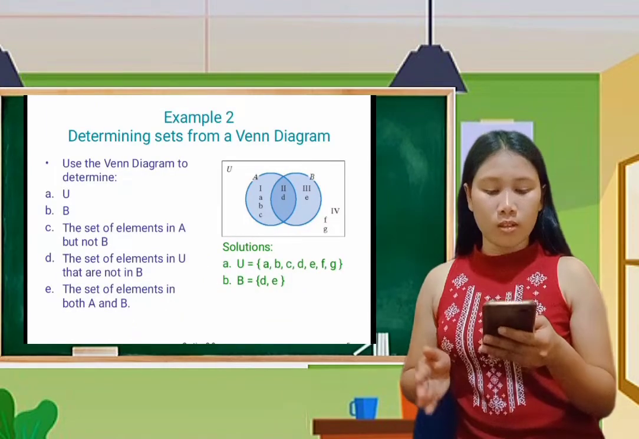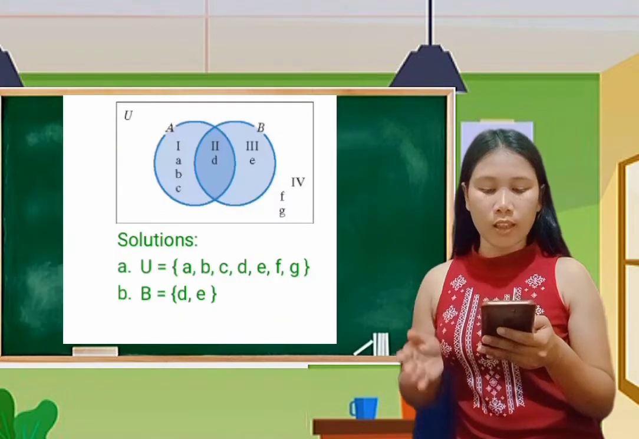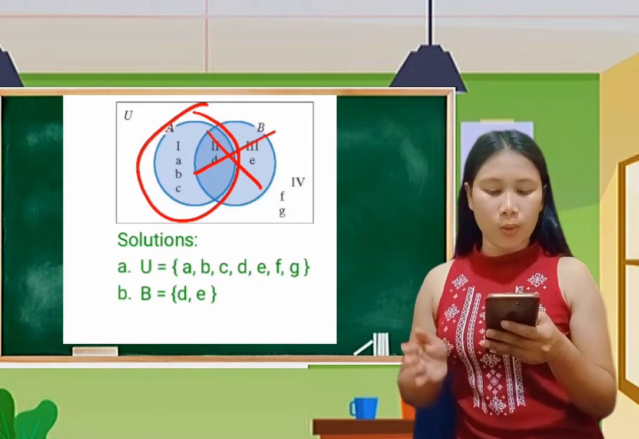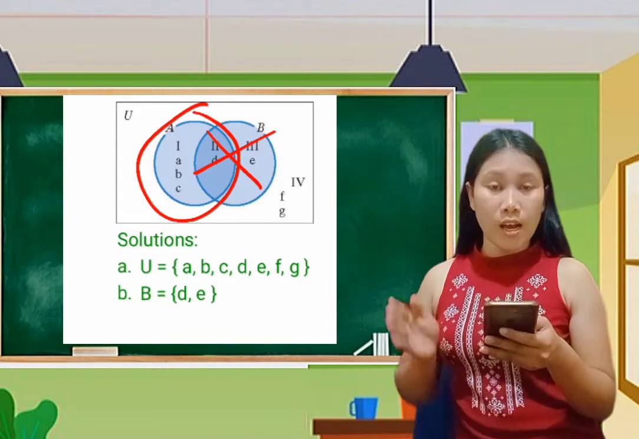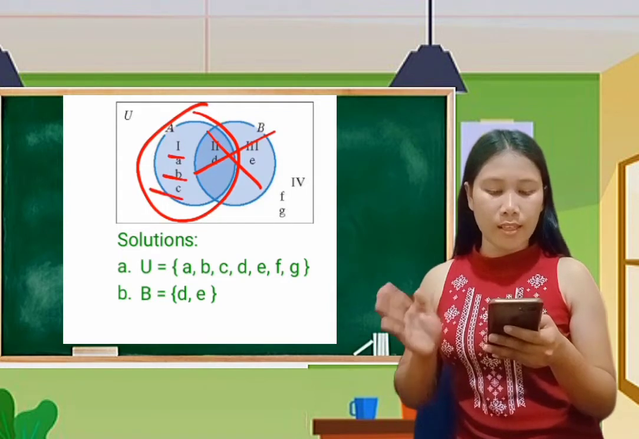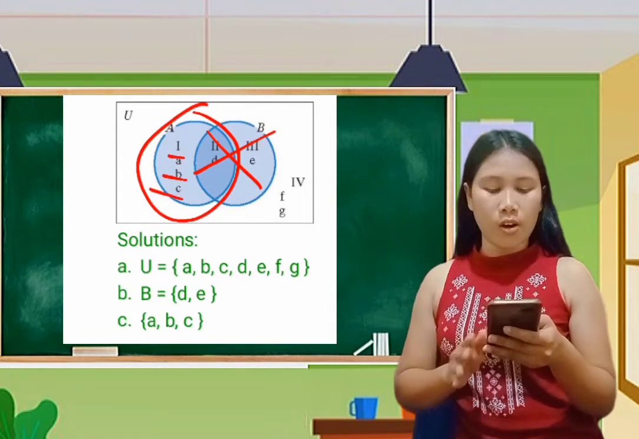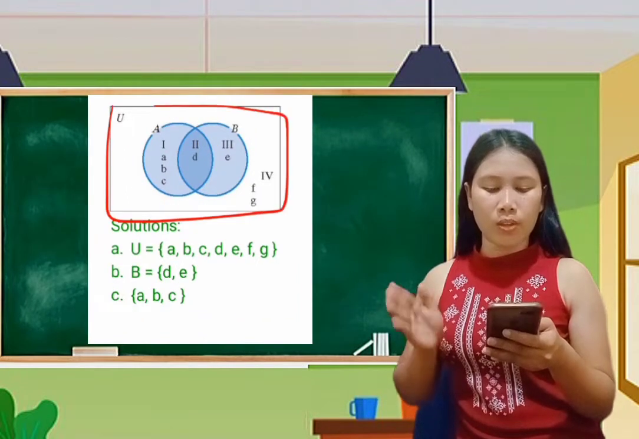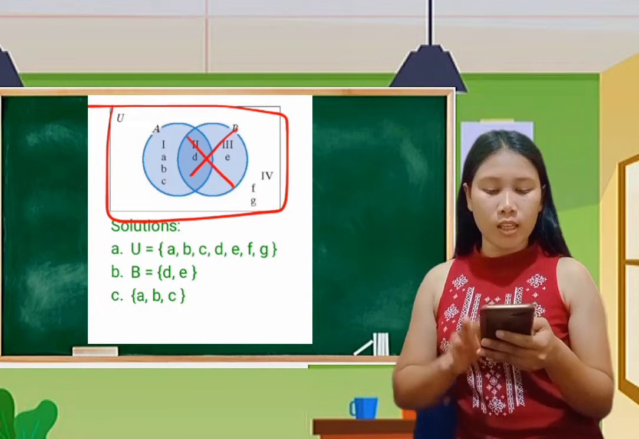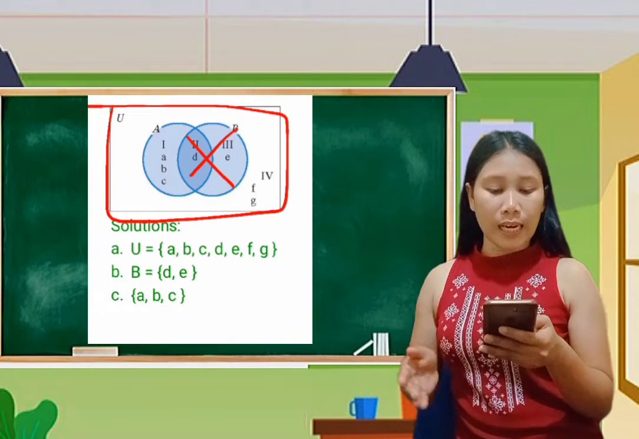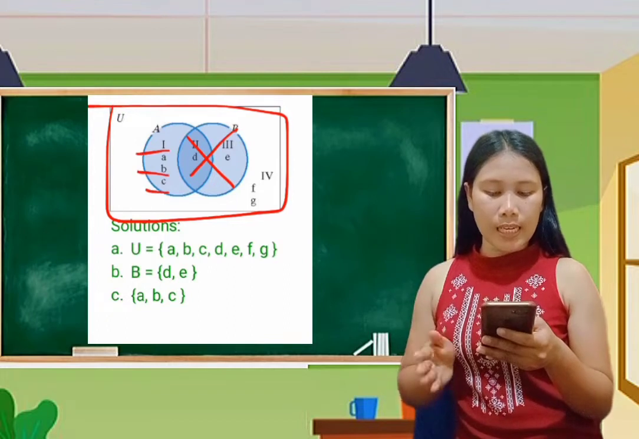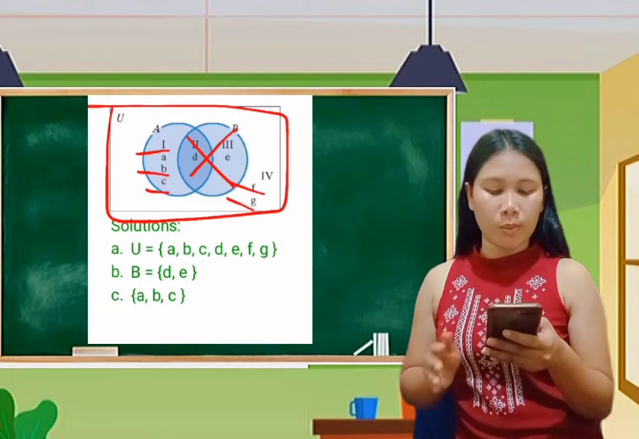What about the set of elements in A but not in B? So what is the answer? The answer is A, B, and C. Let me check. Okay, very good. What about the set of elements in U that are not in B? So, the set of elements in U that are not in B. So, the answer are A, B, C, F, and G. Let me check.